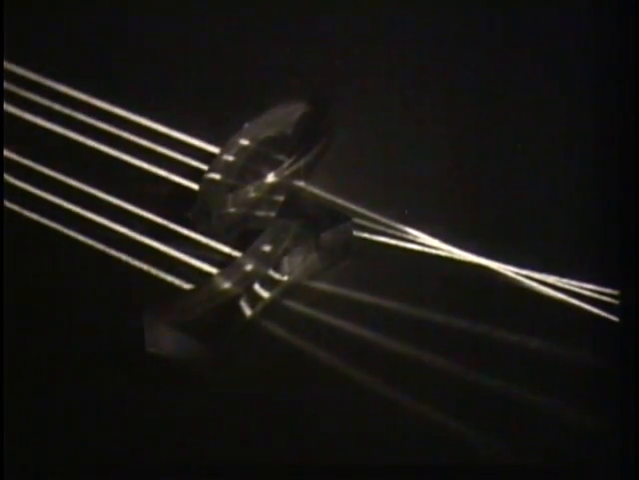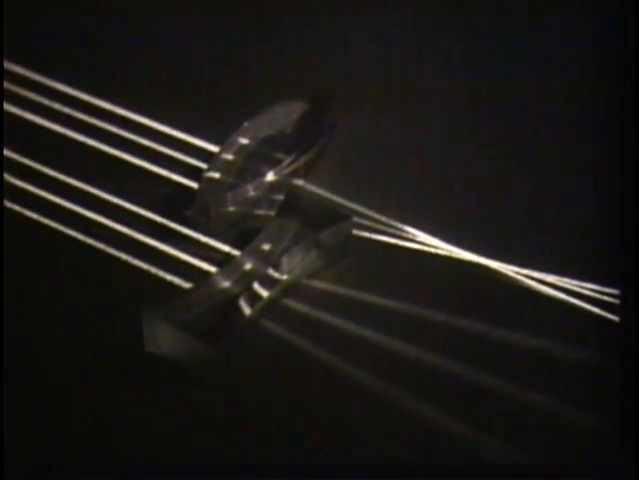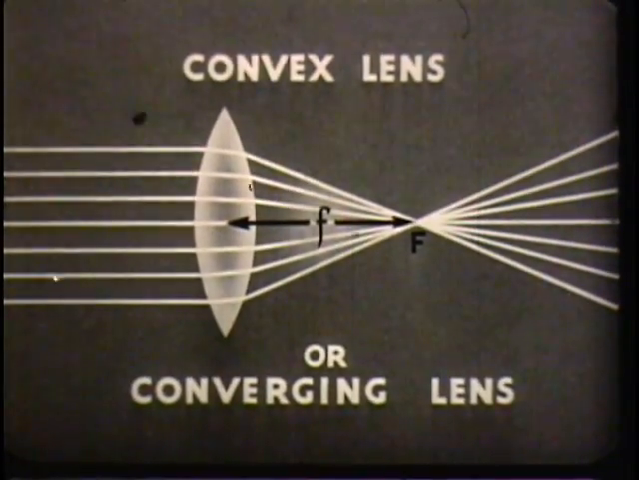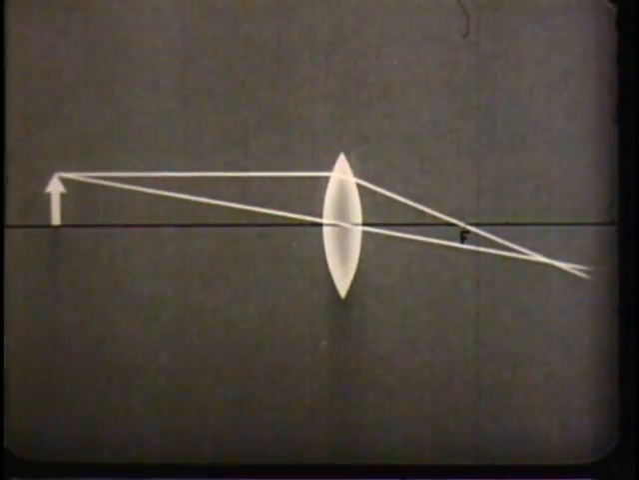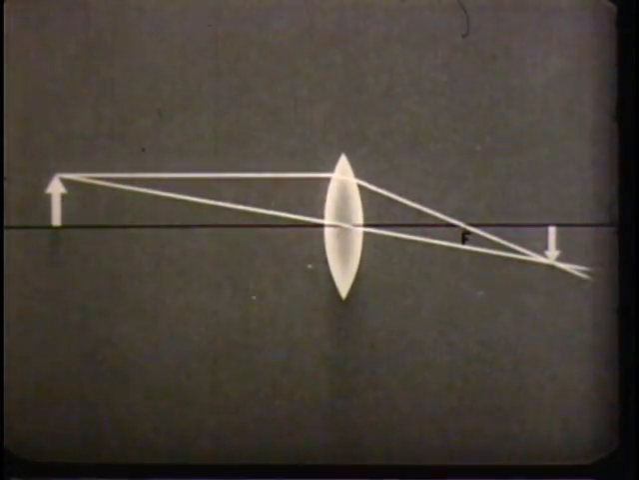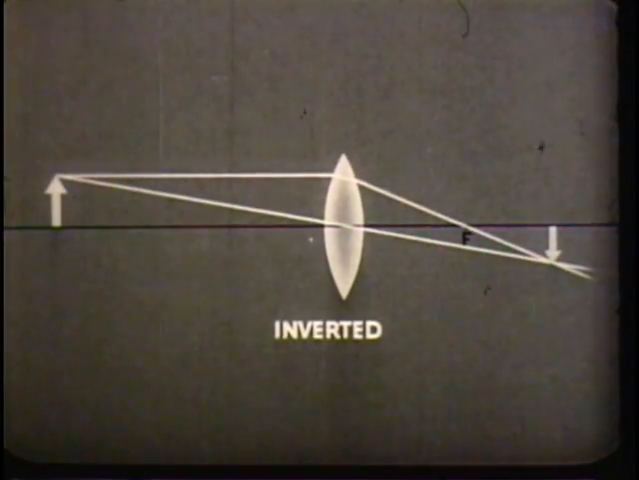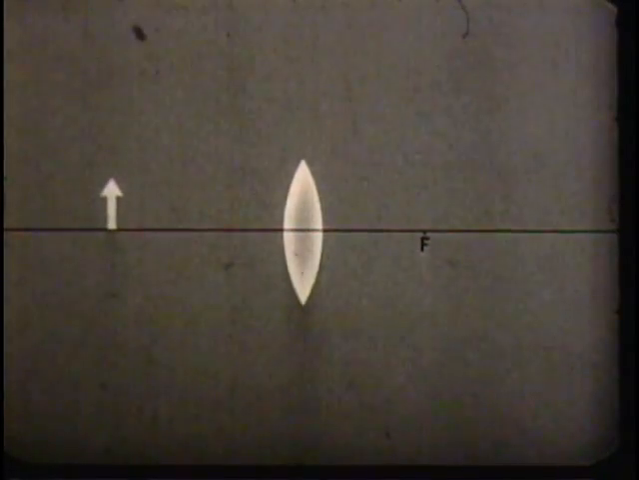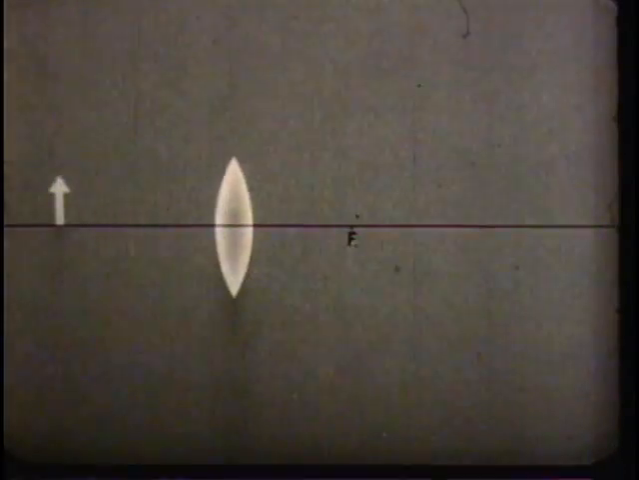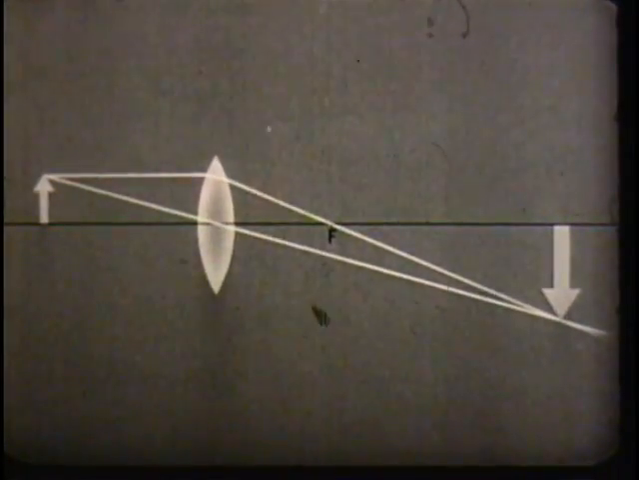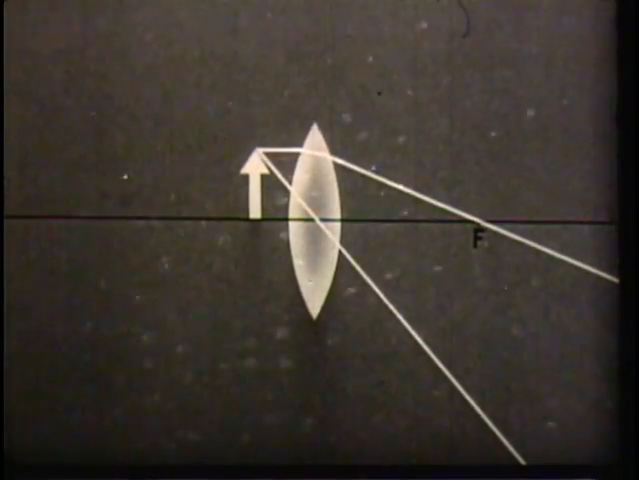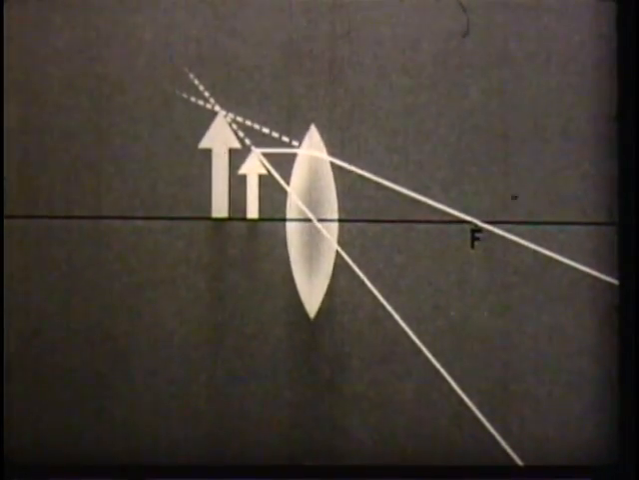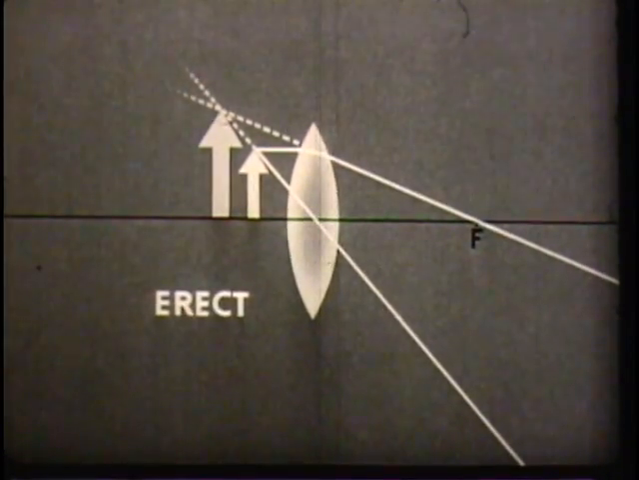In summary, there are two principal kinds of lenses, convex and concave. Convex or converging lenses bend parallel rays to a point. Convex lenses produce images of distant objects which are inverted, diminished, and real. Objects which are near but not nearer than the focal length have images magnified and real. Images of objects nearer than the focal length are erect, magnified, and virtual.